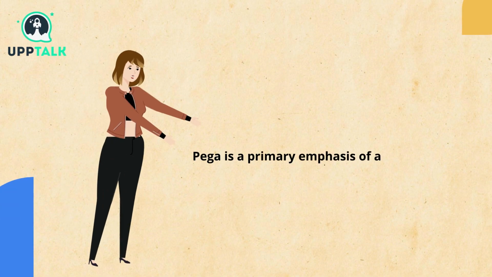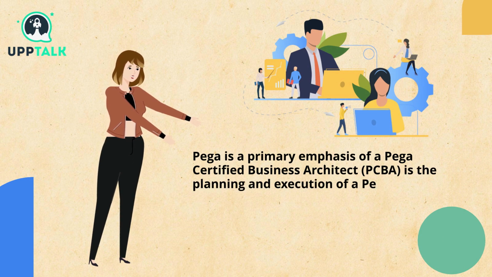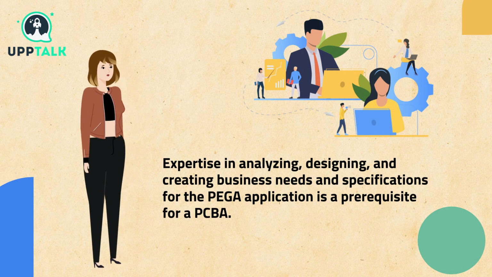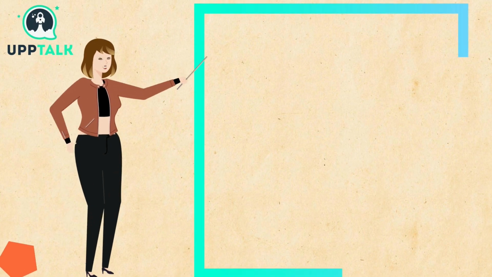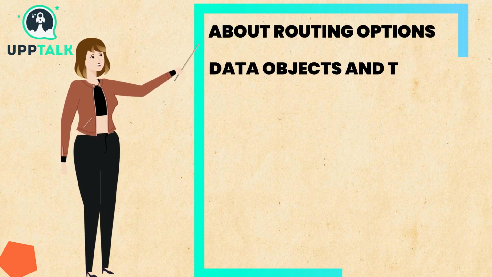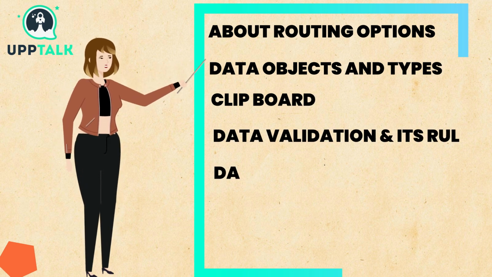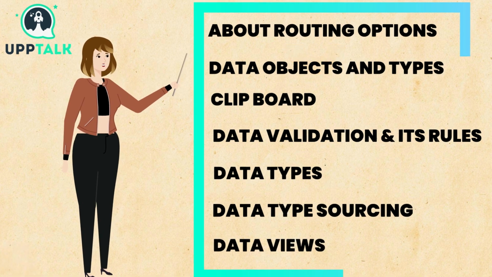The primary emphasis of a Pega certified business architect is the planning and execution of a Pega-based software project. Expertise in analyzing, designing, and creating business needs and specifications for the Pega application is a prerequisite for a PCBA. The topics we will cover in this video are routing options, data objects and types, clipboard, data validation and its rules, data types, data type sourcing, data views.